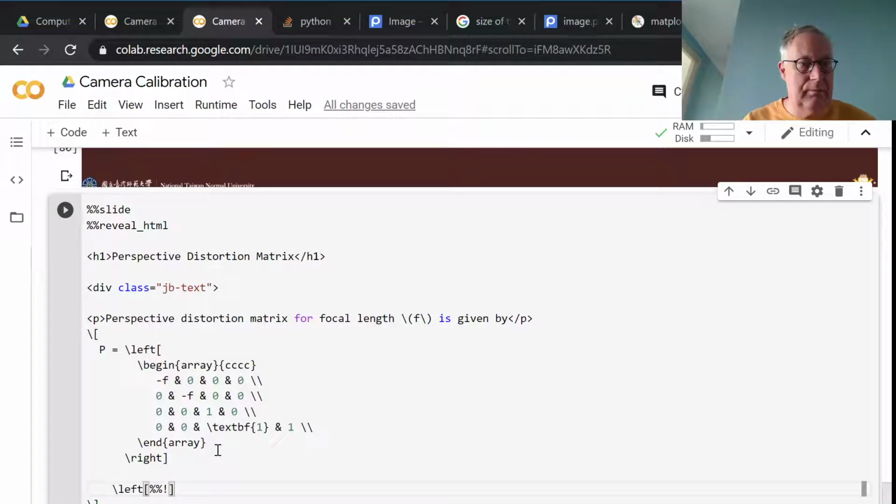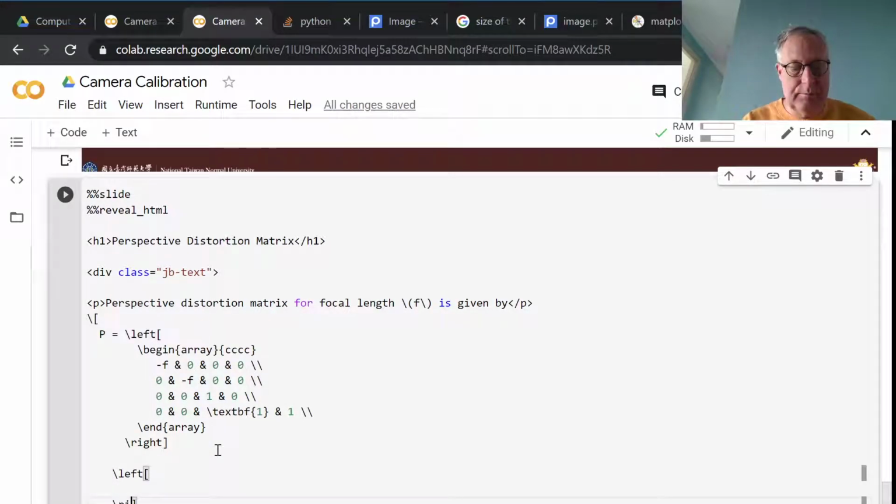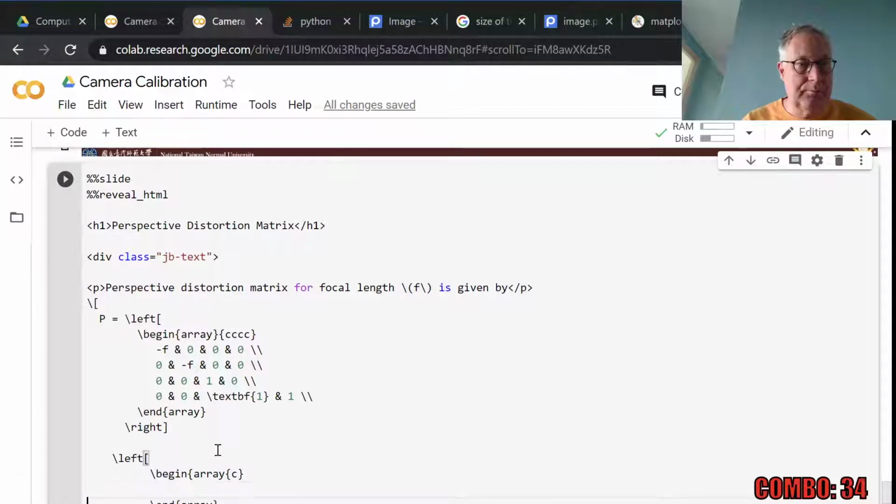and I'll just set the points there. xi, yi, zi, 1.